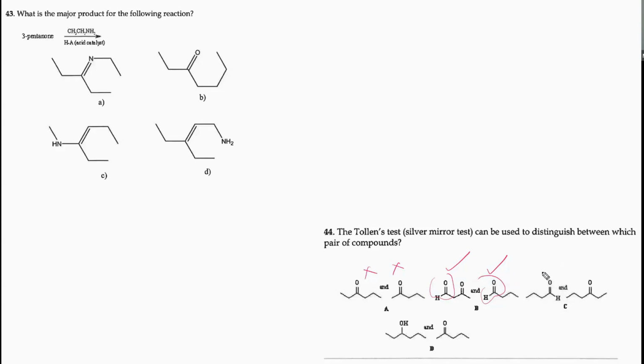In C, the tolerance reagent will oxidize this and show a positive mirror, and it will not oxidize this and will not show a positive mirror. Therefore, this is the situation where you can use the tolerance reagent to distinguish between these two molecules. And here also, the tolerance reagent will not react with either. Therefore, you cannot see the difference between the two molecules, okay?